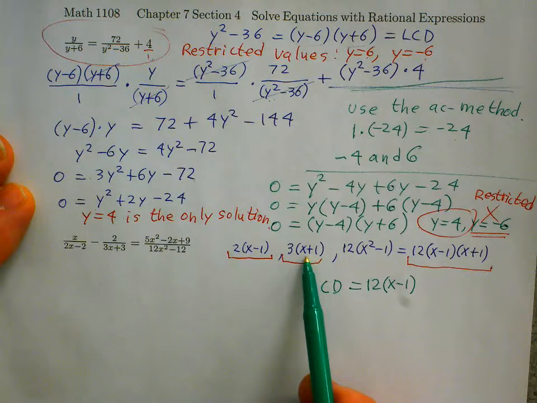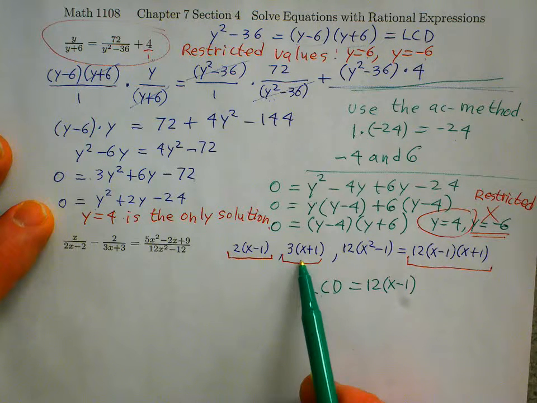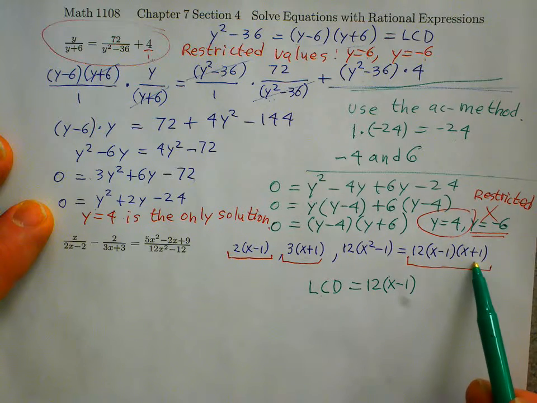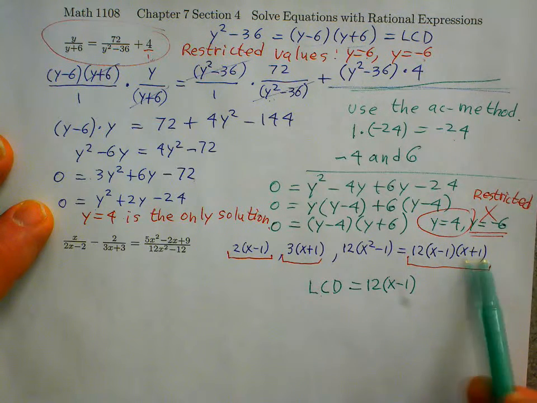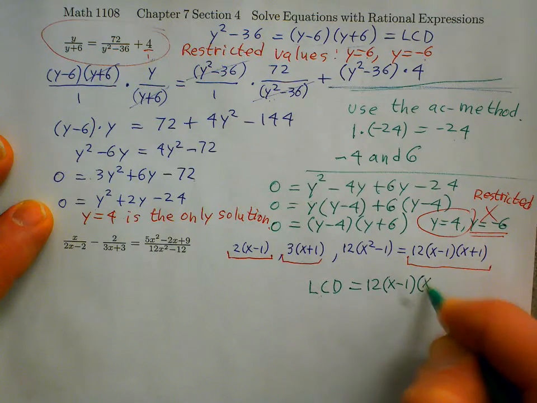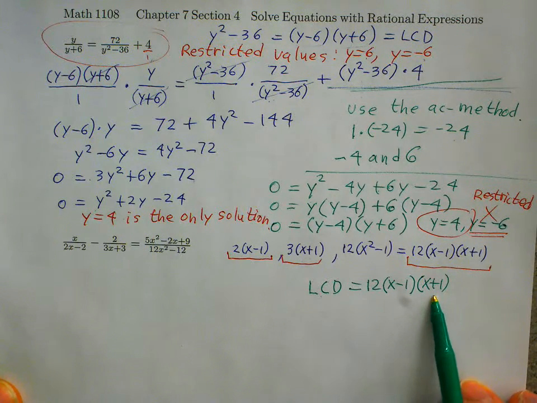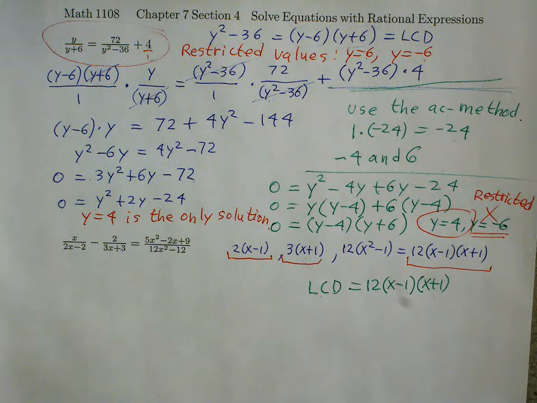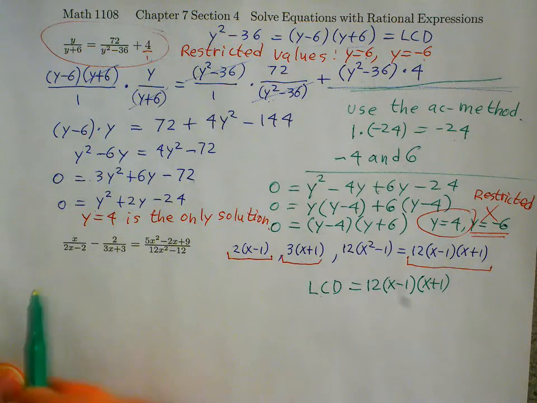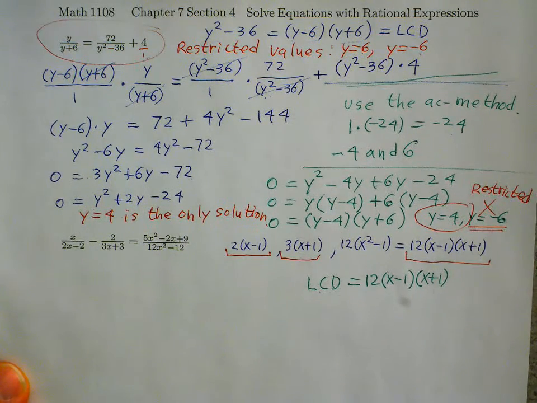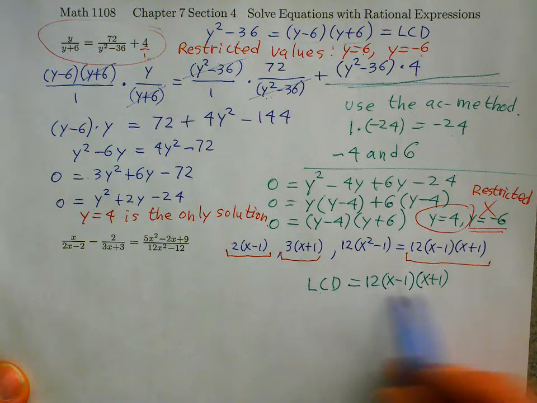And then the other binomial that appears is x plus 1. So the least common denominator has to have at least one factor of x plus 1. But since this third denominator only has one factor of x plus 1, then x plus 1 is all we need to make the least common denominator. So 12 times x minus 1 times x plus 1 is the least common multiple of the denominators. Okay, so now we multiply every term on both sides by the least common denominator.